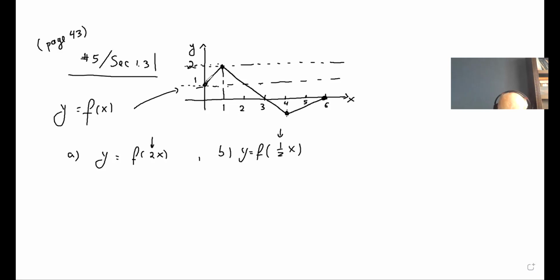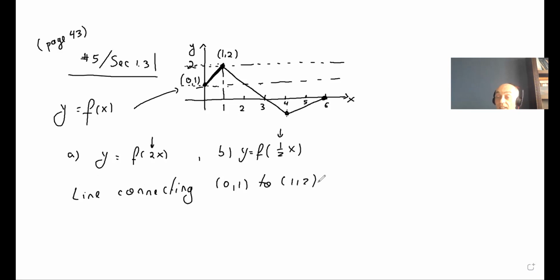So first of all, the first line segment here is this one, connecting the point (0, 1) to the point over here at the top, which is the point (1, 2). So if we have a line connecting the point (0, 1) to (1, 2), what is the equation of this line? I want to figure that out first.